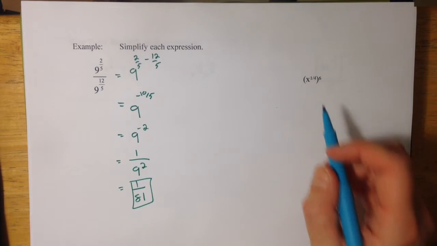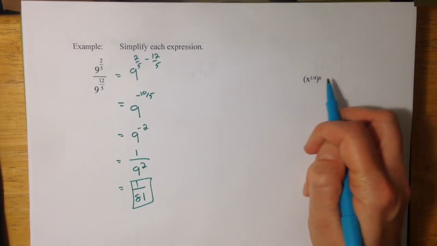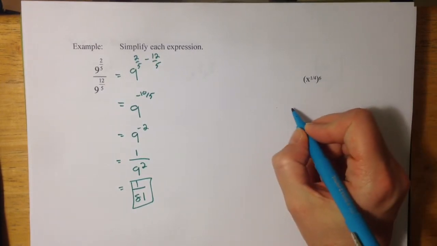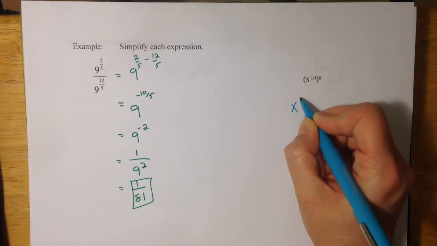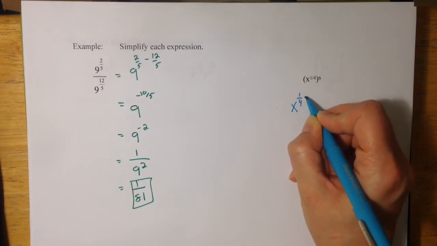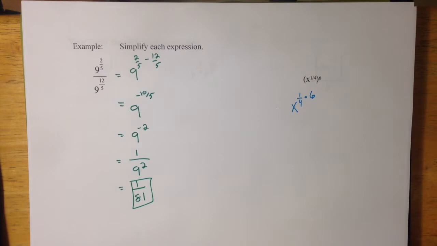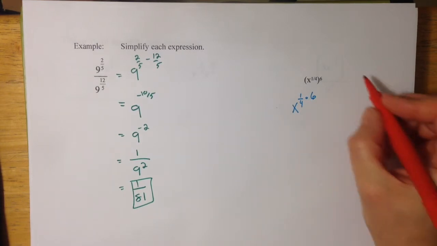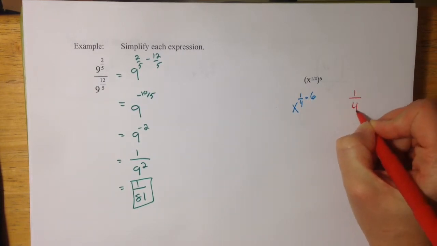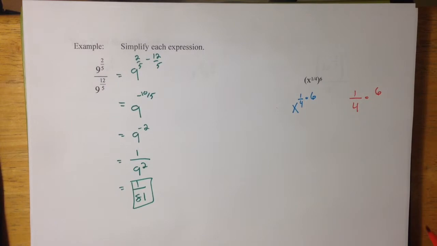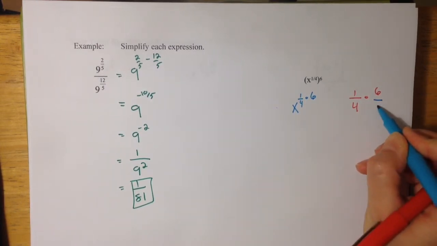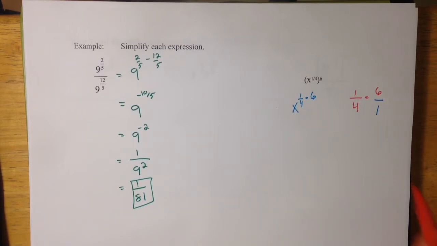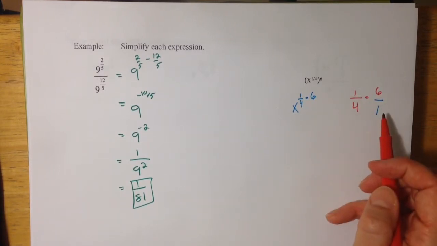The second problem that I have here is x to the 1/4 all to the 6th power. Now remember, that is the same as x to the 1/4 multiplied by 6. Again, I think it's sometimes helpful to take this little problem, pull it off to the side, and do it separately. 1/4 multiplied by 6. Remember that I can think of that as being 6 over 1 to make that multiplication a little easier, and then I multiply straight across.